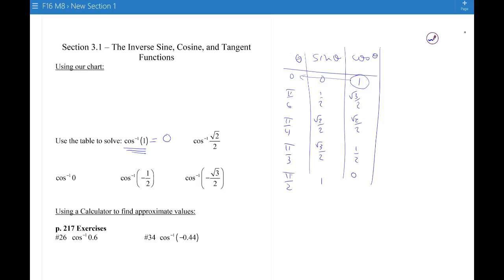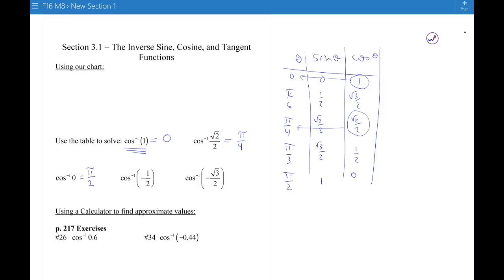And then what's the inverse cosine of root 2 over 2? Here's the root 2 over 2 in the chart. Read backwards to say the angle at which that happens is pi over 4. So in the same way, the inverse cosine of 0 is going to be pi over 2.